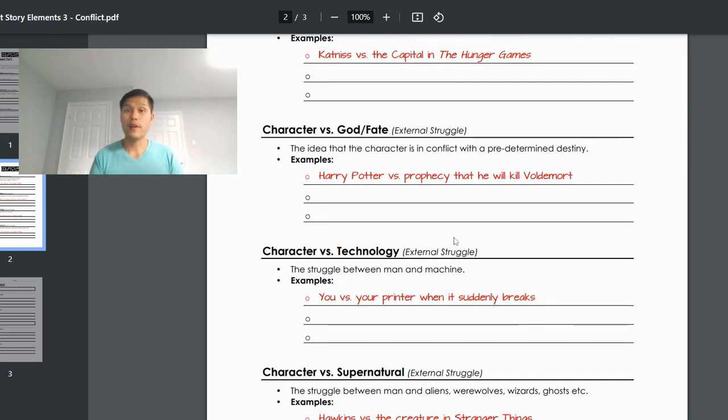The next one, character versus God or fate. The idea is that the character is in conflict with a predetermined destiny. Harry Potter versus the prophecy that he will kill Voldemort. Character versus technology is between, for example, man versus any type of machine. So you versus your printer, someone versus a robot.